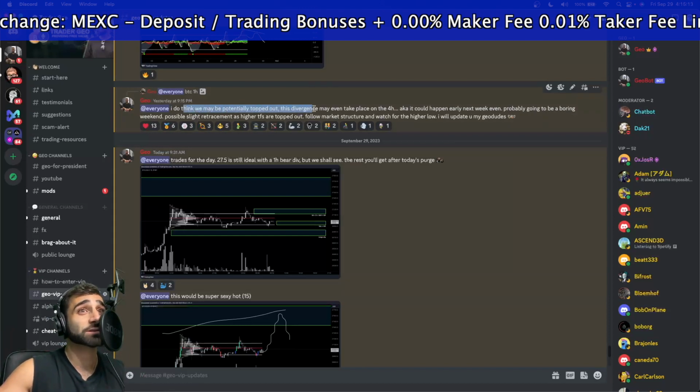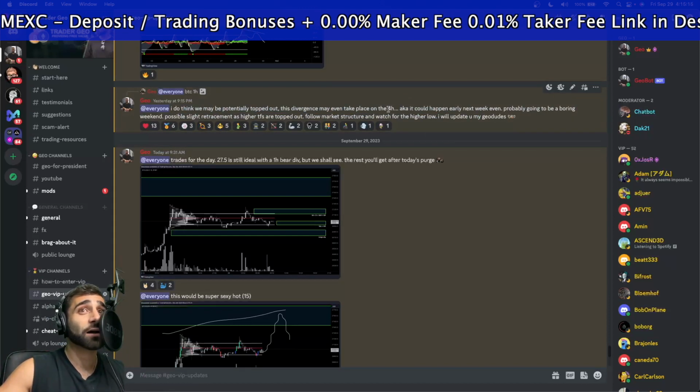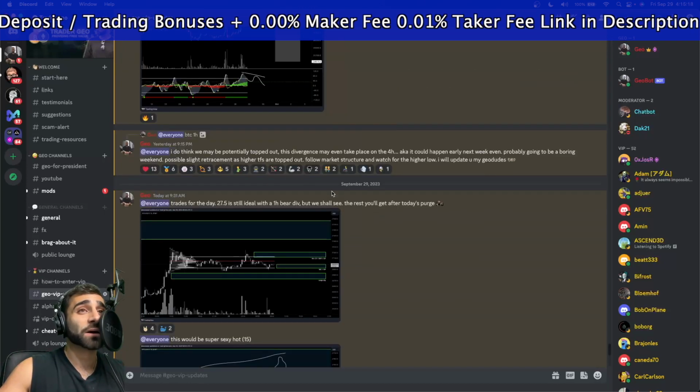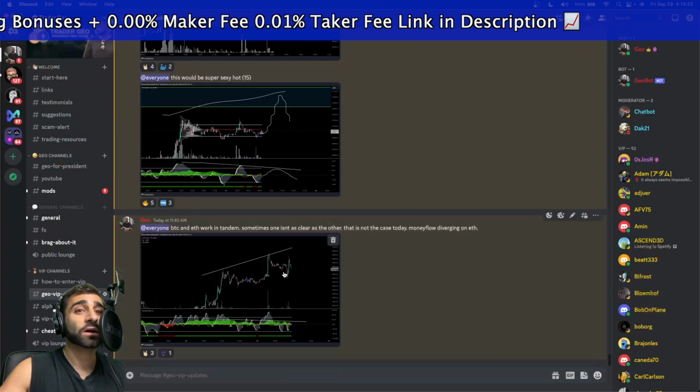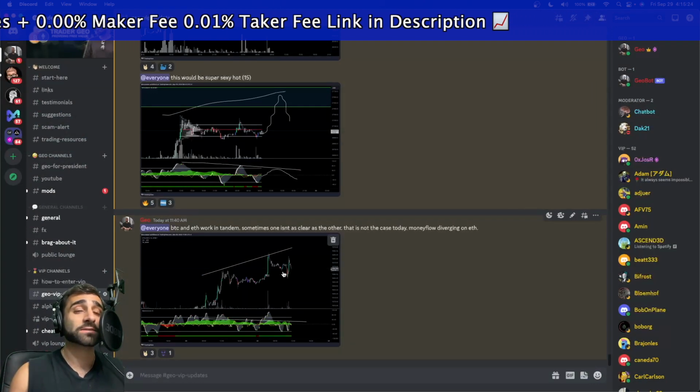I do think we're potentially topped out, this divergence on the 4 hour, whatever. I give you guys my exact levels that I'm looking at trading. I give you guys the market cipher B setups. I let you guys know exactly what I'm thinking and where price may go to next.